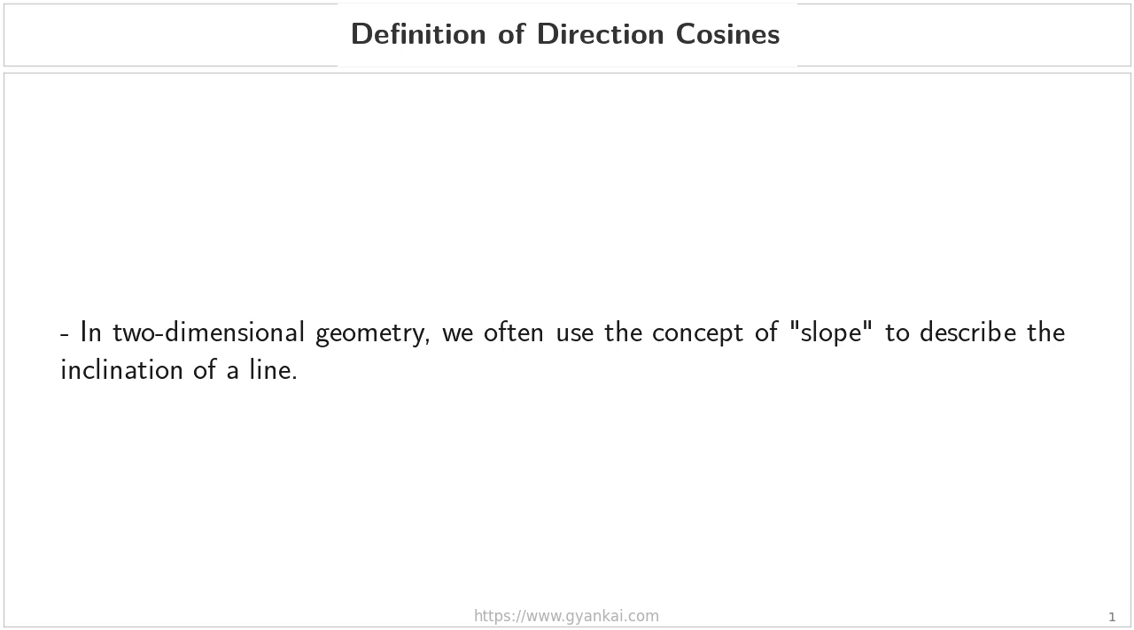To start, I want you to think back to what you learned in two-dimensional geometry. You'll remember that when we want to describe how much a line is tilted, or its inclination, we often use a single value called the slope. It's a very efficient way to tell us the steepness of a line on a flat plane.